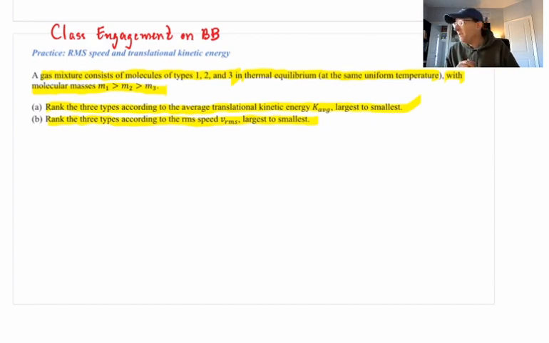Okay, so that is our discussion of kinetic theory. And we got expressions for the pressure of the gas, and the RMS speed of the molecules, and the average translational kinetic energy of each molecule. So that's all for this video.